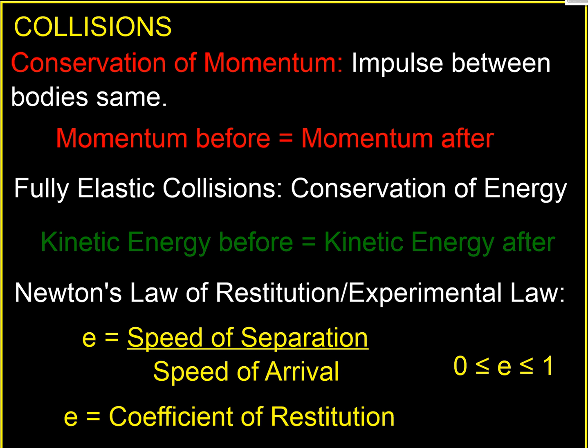Okay, so there we are. This is the summary for you to look at. We've always got conservation of momentum. If we've got fully elastic collisions, we get conservation of energy. If we haven't got fully elastic collisions, we're going to have to use Newton's law of restitution, and we need to know a value of e. Hope that's of use.